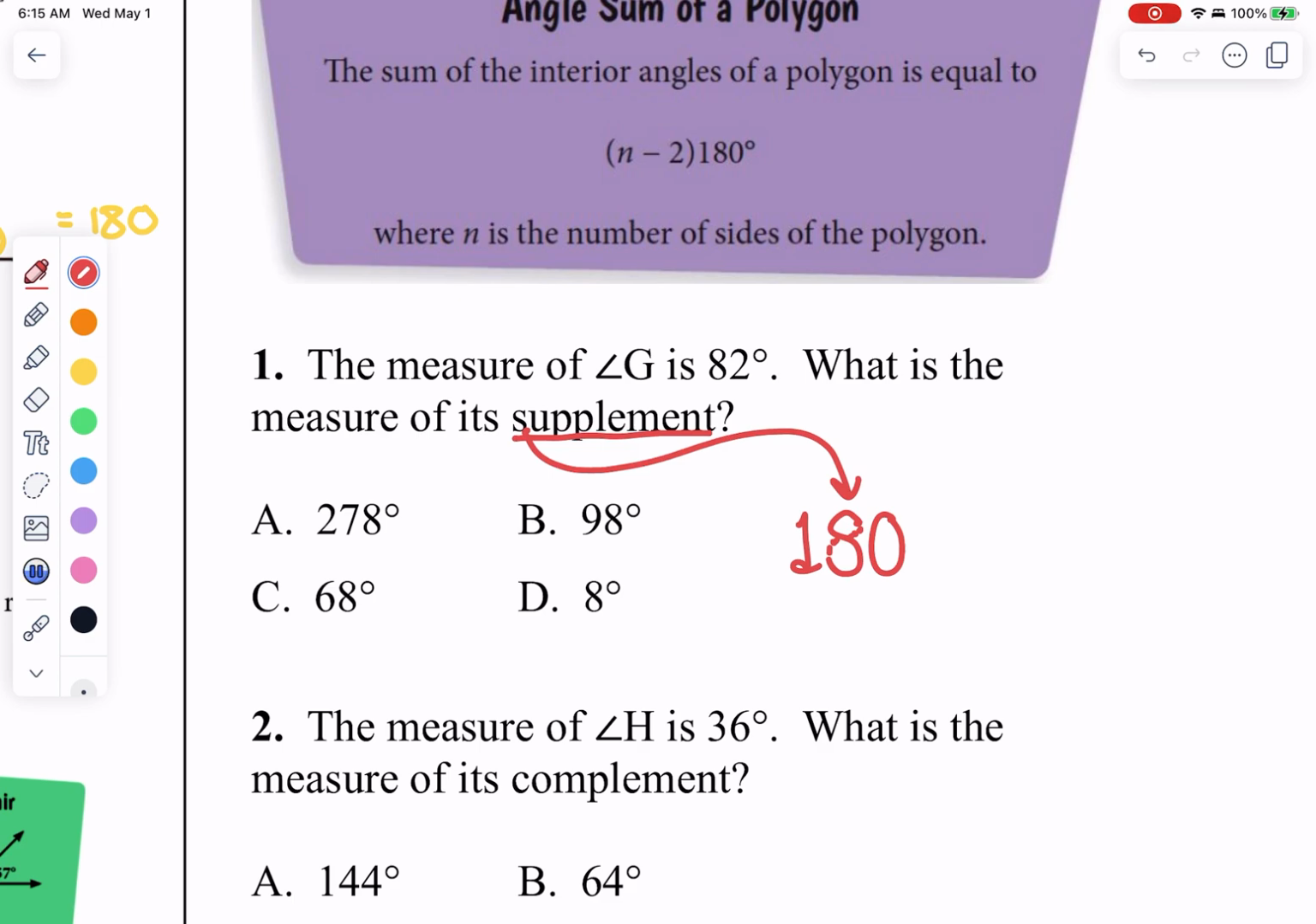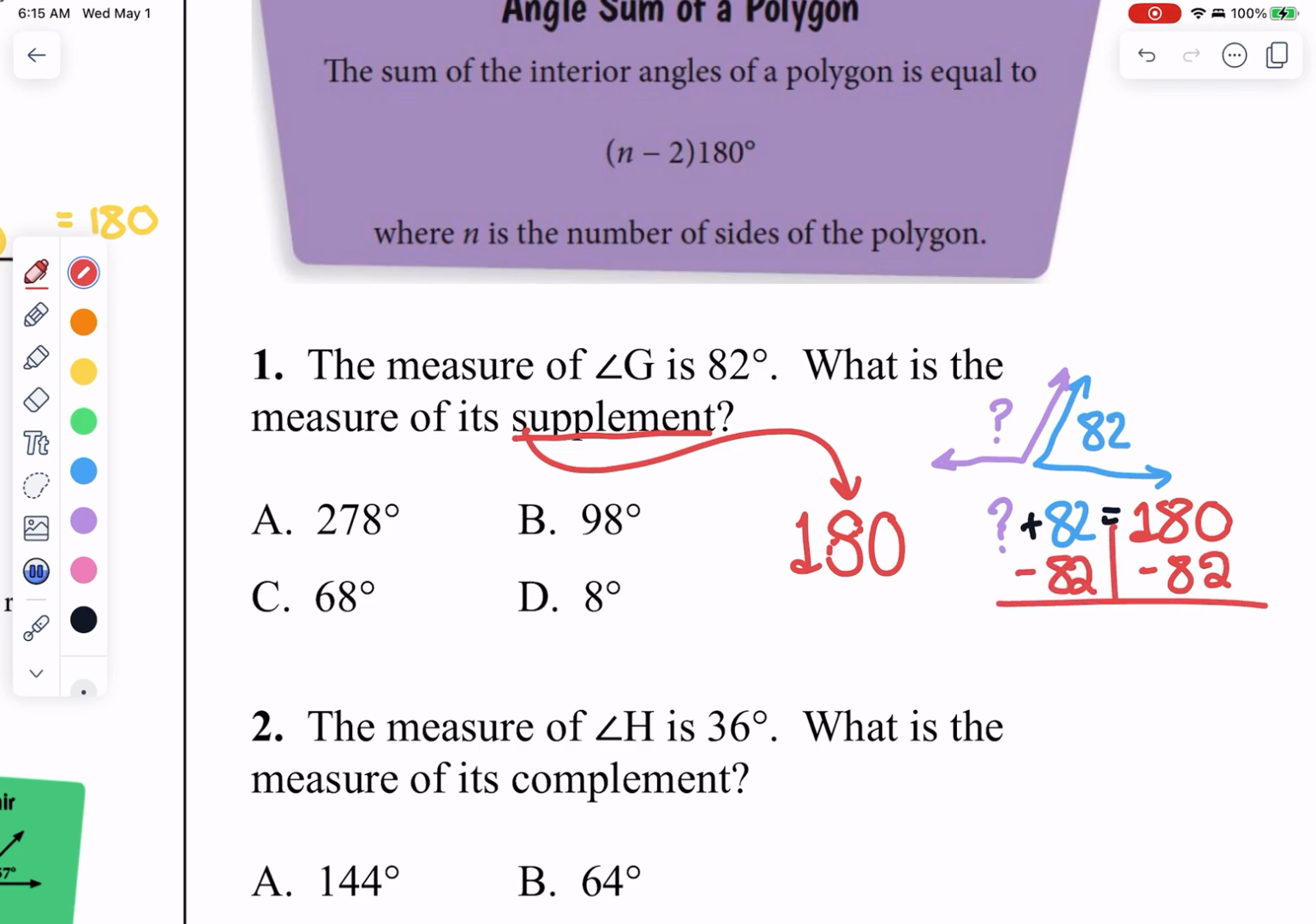The measure of angle G is 82 degrees. So they got this angle G, that's 82 degrees. It's saying, what is the measure of its supplement? Well, its supplement would be the angle that we put up next to it, that together would make 180. So basically, question mark plus 82 equals 180 degrees. Now we can solve it by solving for the question mark like a variable, or I can just say, if I want the supplement of 82, I want to do 180 minus 82. 180 minus 82 equals 98.